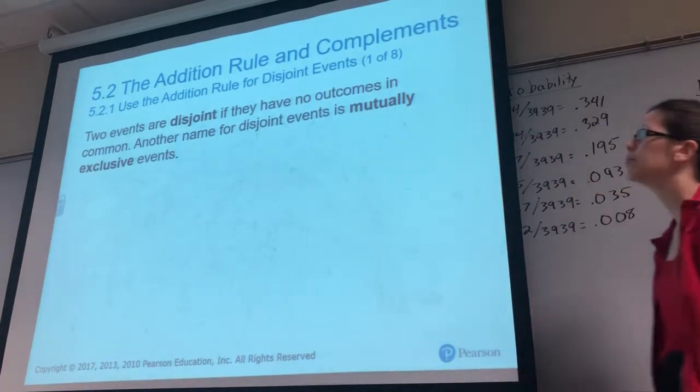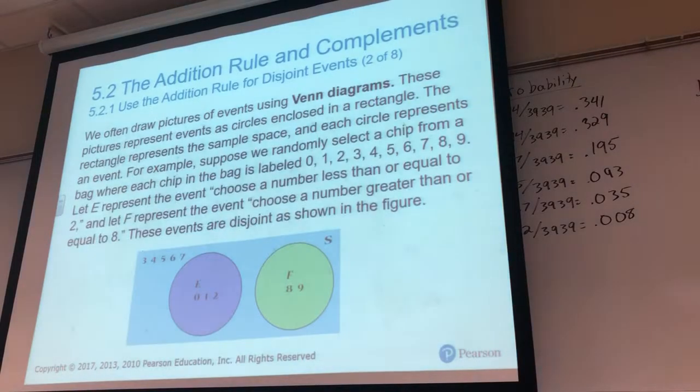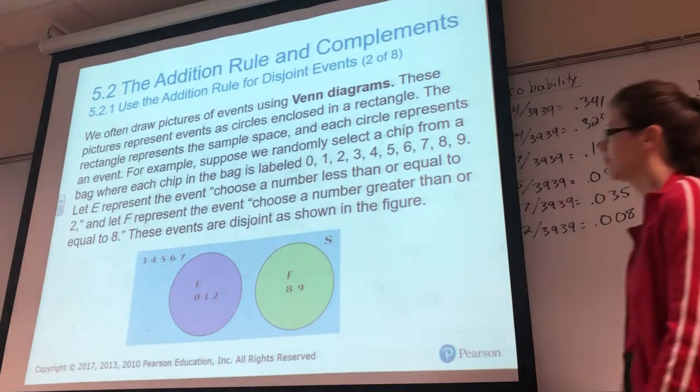An example of something that wouldn't be disjoint is drawing a 2 and then drawing a diamond, because they do have one outcome in common, and that's the 2 of diamonds. So those two things can happen at the same time, so those wouldn't be disjoint. But we're not going to do those right now. We're going to just stick to the ones that are disjoint. They don't have any outcomes in common.